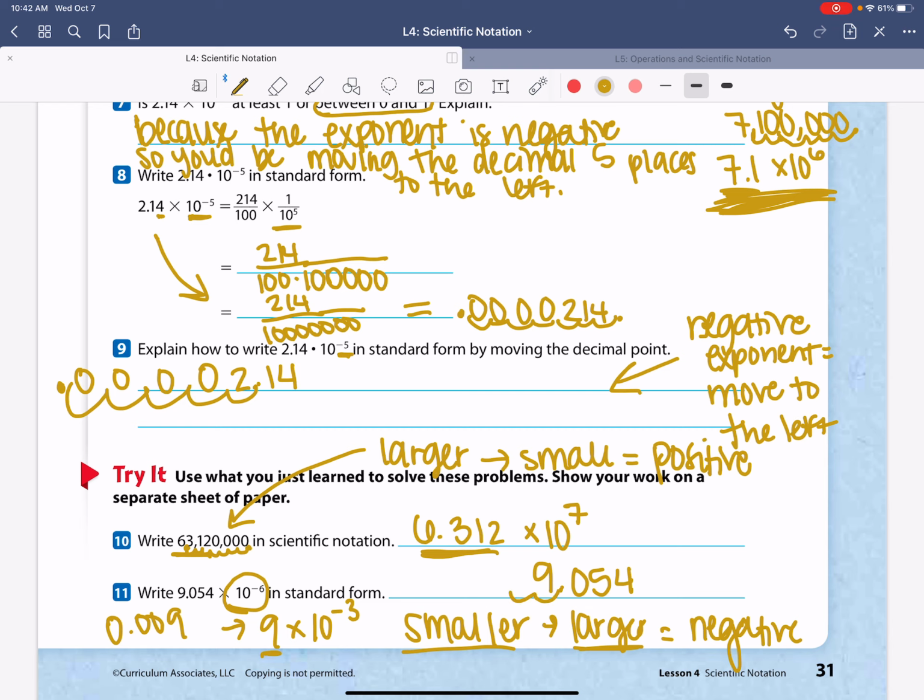1, 2, 3, 4, 5, 6. Place your decimal. 1, 2, 3, 4, 5, and then fill in your zeros. So in standard form, we've got 0.5 zeros, 1, 2, 3, 4, 5, and then 9054 is our solution. And that is it for day 2.